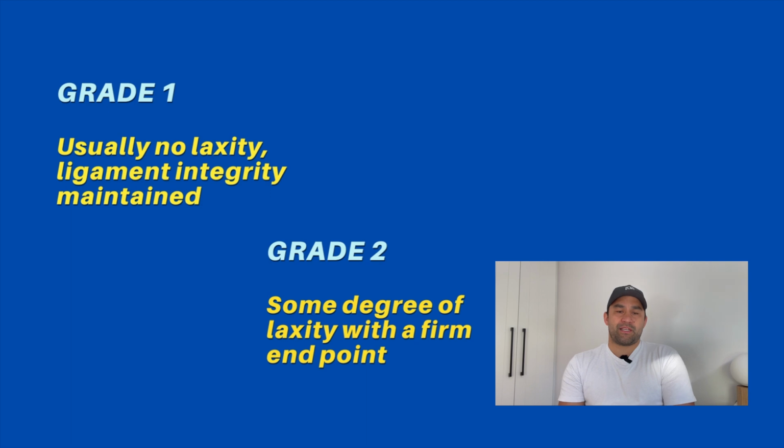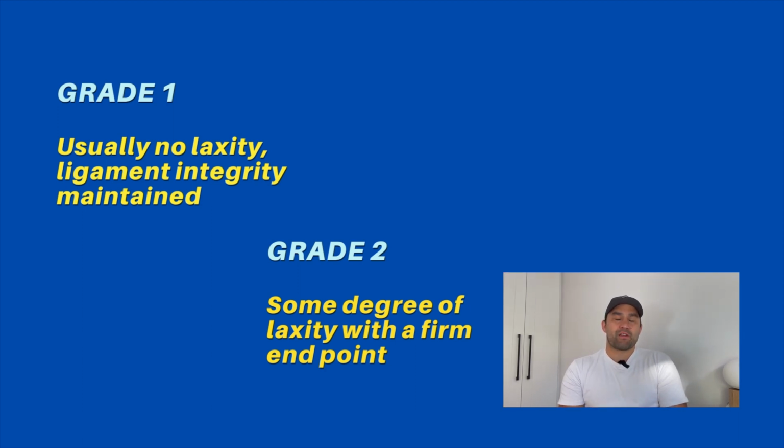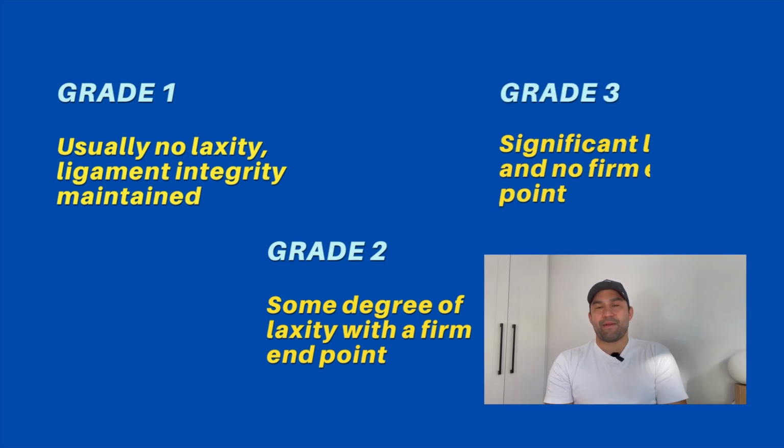Grade 2, usually there's a degree of laxity or looseness to ligament testing, but there's a firm endpoint, meaning that the ligament's still intact. Grade 3 usually represents a full rupture where there's significant looseness or laxity and then no firm endpoint when we're stressing the ligament. All 3 grades are associated with pain and tenderness, and the severity of the injury will determine what the actual grade and rehabilitation will look like.